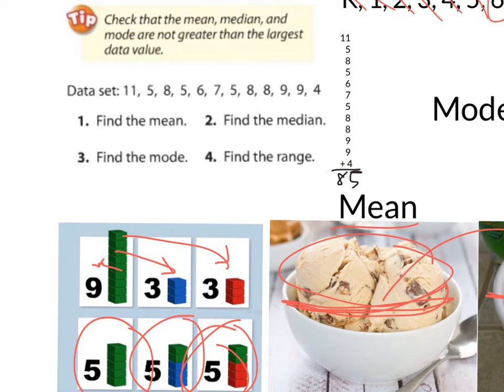Now I need to count how many numbers I have, so that basically this is all the ice cream scoops, and we're going to evenly split them between all of the people. 1, 2, 3, 4, 5, 6, 7, 8, 9, 10, 11, 12. So I'm going to have 85 divided by 12.